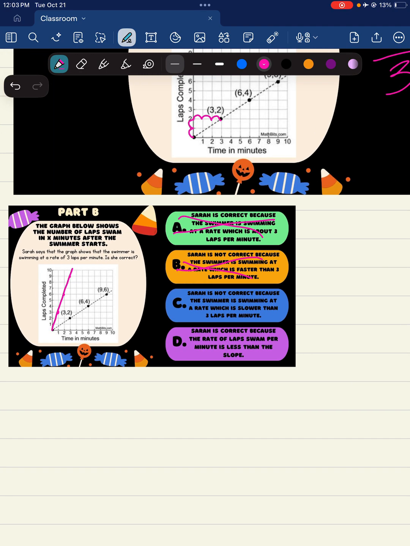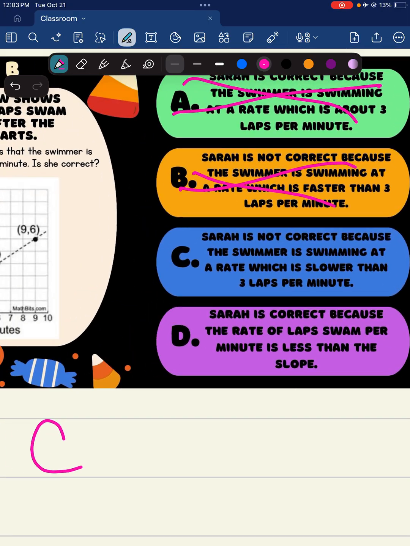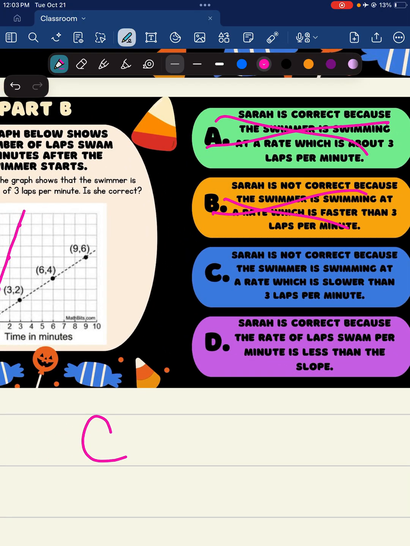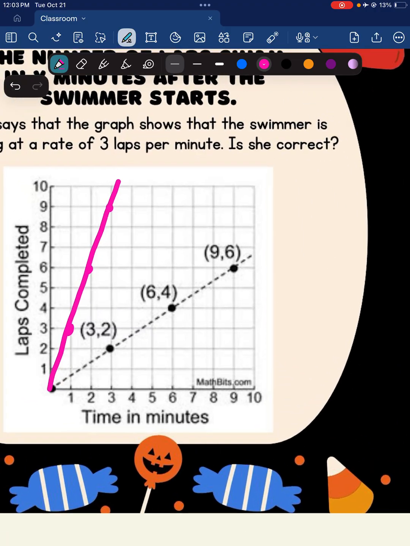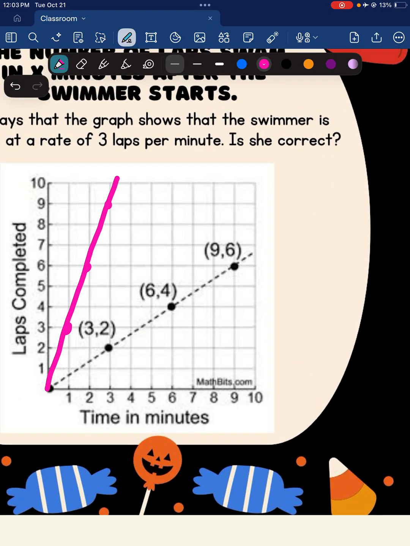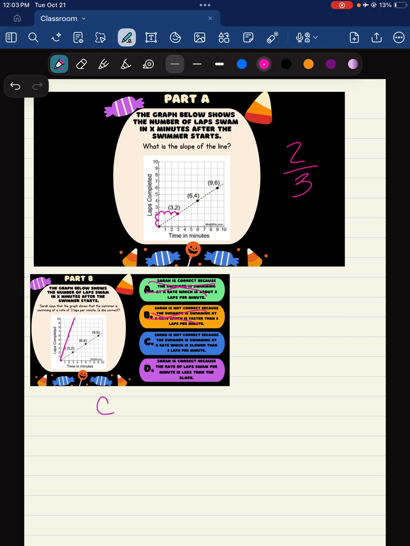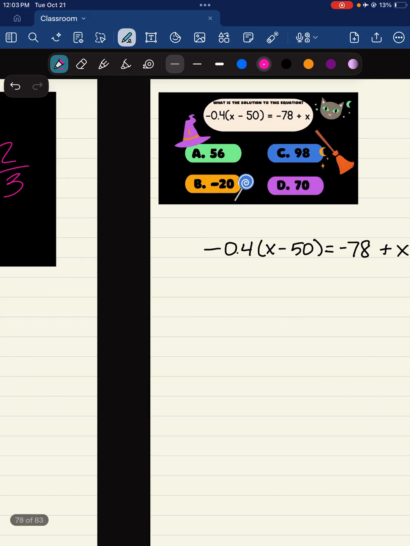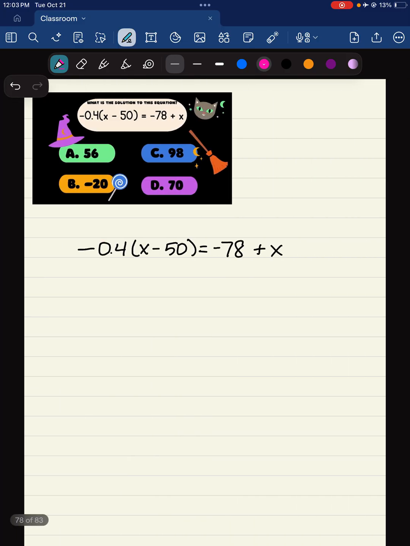Yes, it is slower. So far C is the correct answer, but we just need to double check. Looking at D, Sarah is correct because the rate of laps swam per minute is less than the slope. So the rate of laps swam per minute is the slope. So that would be wrong. So D is wrong, and C is the correct answer there.